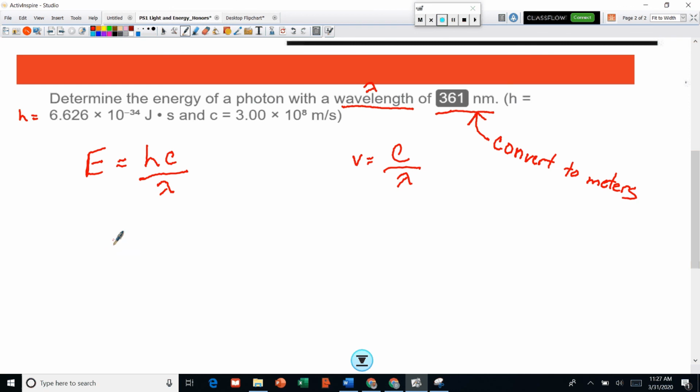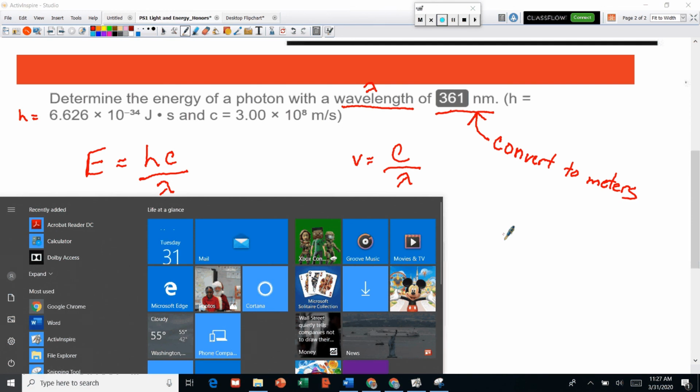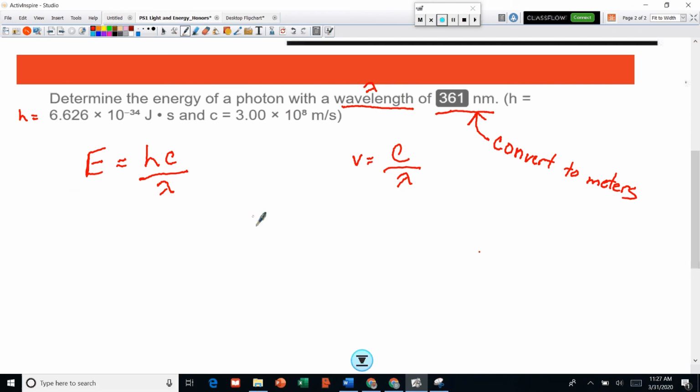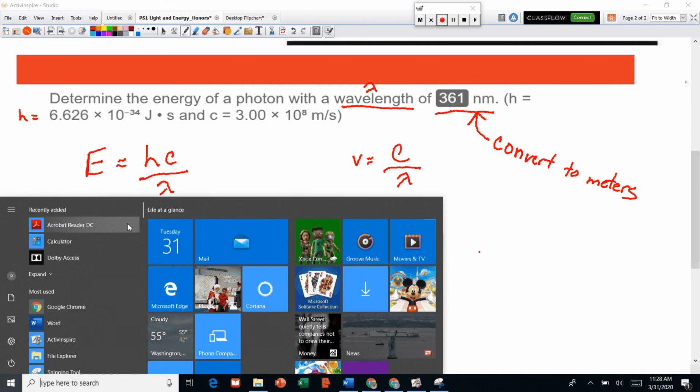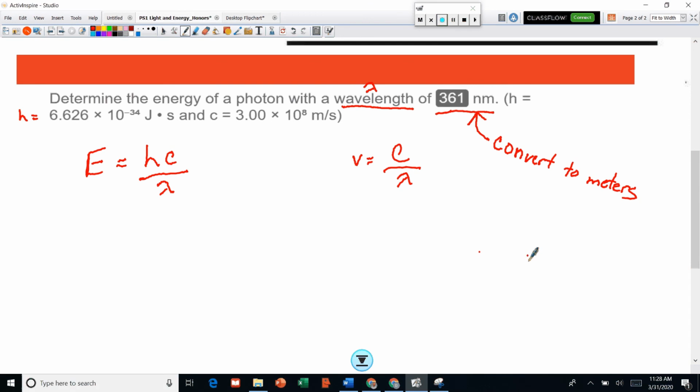Okay, so one of the things to notice, looking at this problem, again, this is in nanometers. We need to convert to meters. I apologize that I left it recording while I was looking up something. So one of the things we need to know is that 1 nanometer is equal to 1 times 10 to the negative 9 meters.